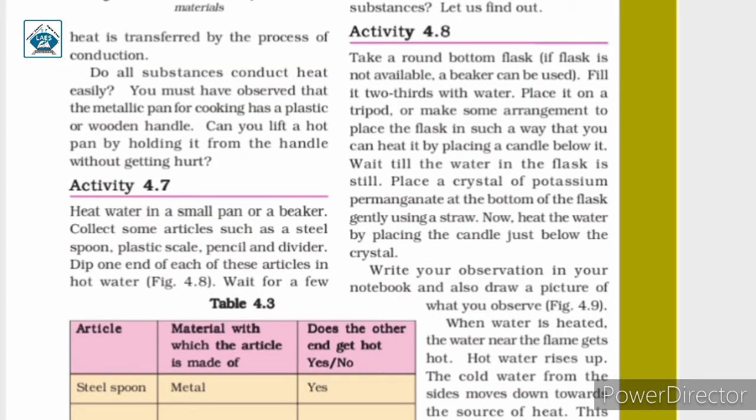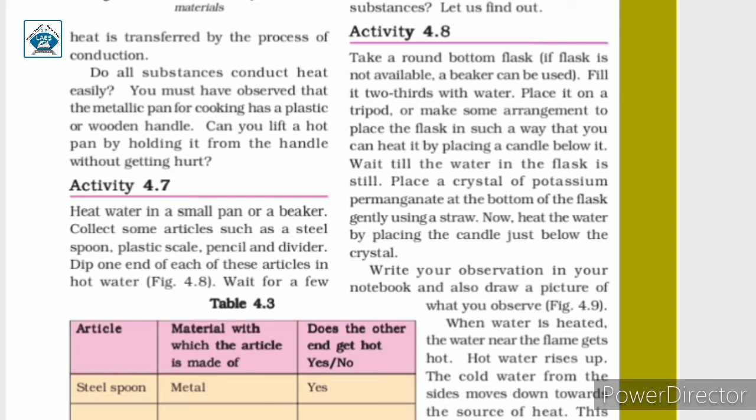For performing this activity, you require a beaker or a round bottom flask, some crystals of potassium permanganate, a candle and some water. Fill the beaker with 2/3 parts of water and wait till the water in the beaker is still. Next, carefully place the potassium permanganate crystal at the bottom of the beaker using a straw. After that, you have to heat the water by placing a candle just below the crystal.